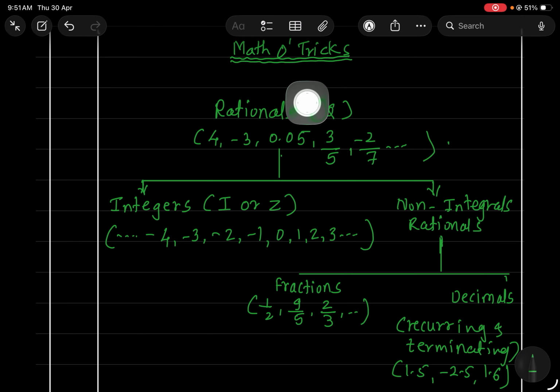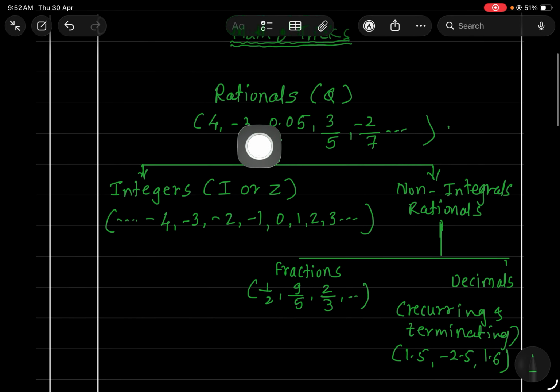Now in this video we'll see rational numbers. In the previous video we studied real numbers. In real numbers, there are rational numbers and irrationals. Now we are taking rational numbers. Rational numbers are denoted by Q. I already told you, and gave examples: in rational numbers, 4, minus 3, 0.05, 3 upon 5 and minus 2, like this. Many numbers come like this.